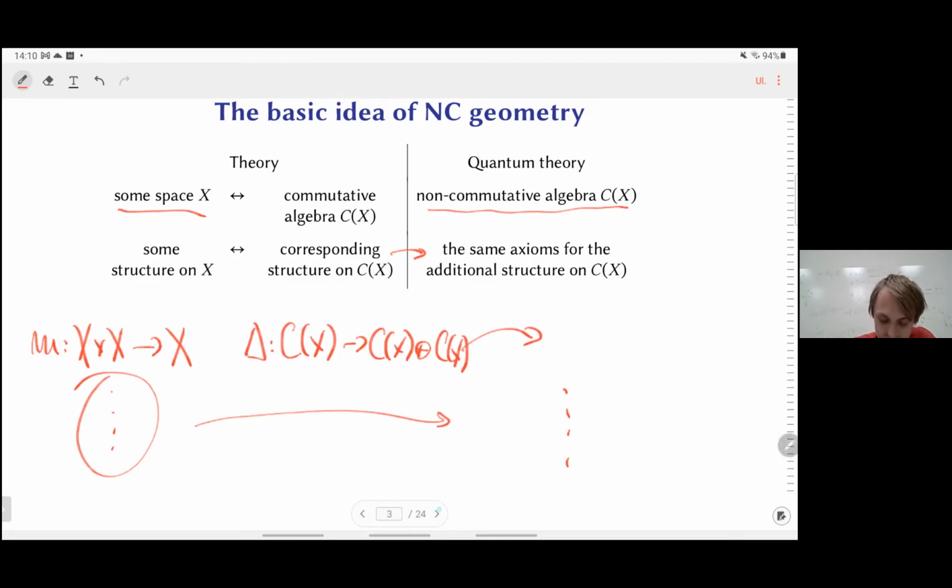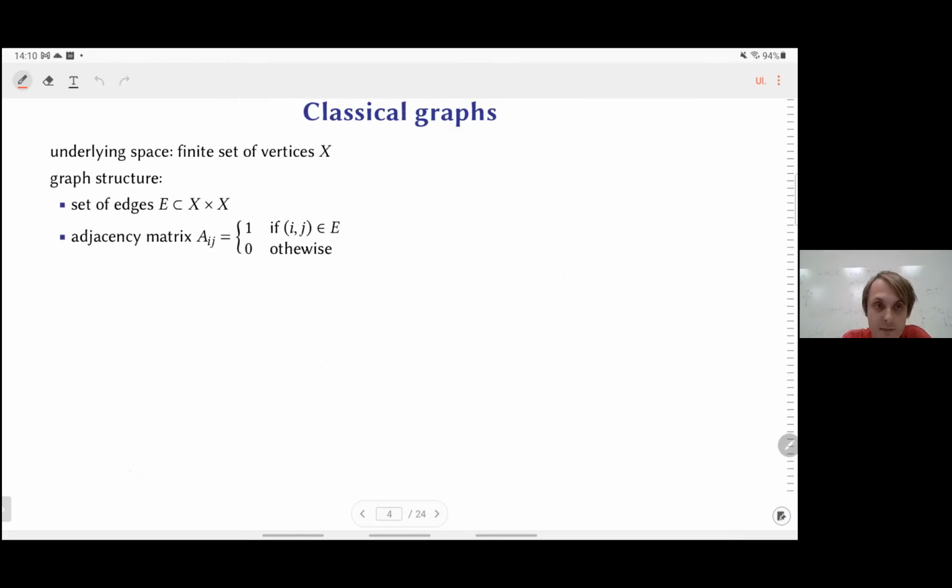Okay, so as I said, I want to speak about graphs. First of all, what are classical graphs? I guess you know what a graph is. You have a bunch of vertices, and those vertices are connected with some edges. I will a priori consider directed graphs. So it might look like this, for instance. So this is a graph. The underlying space we have here is the space of vertices. That's any finite set.